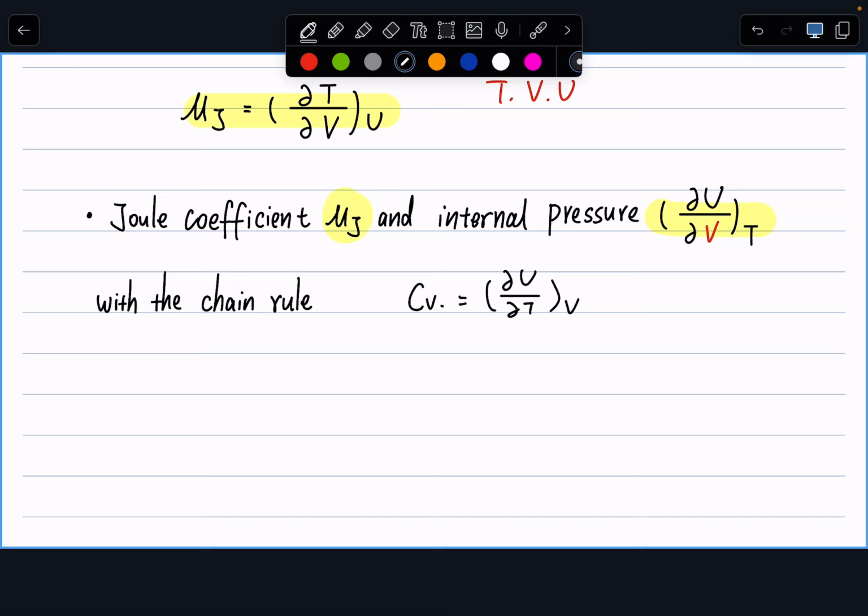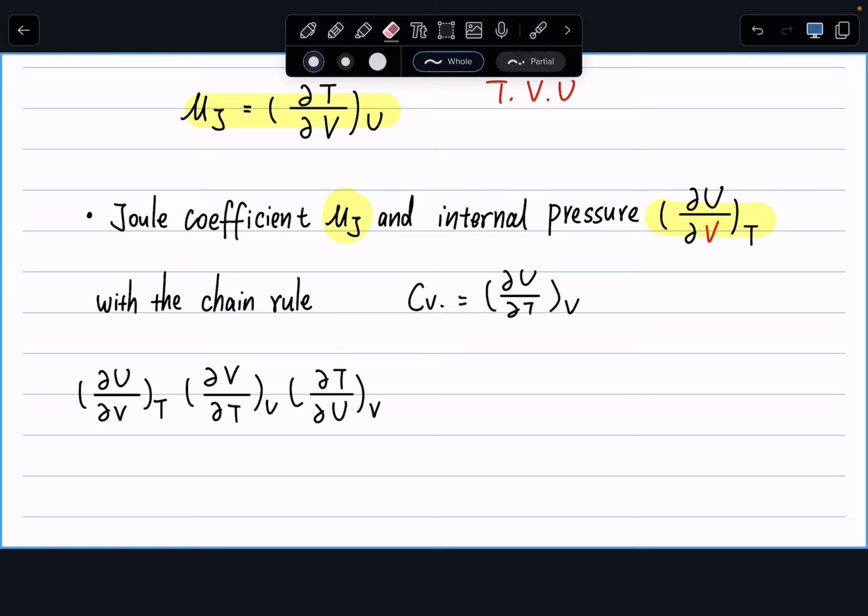And let's try it together, right? So we want an expression of the partial derivative of U over V at constant T. And we know that using the chain rule, we can write out dU over dV at constant T times dV over dT at constant U times dT over dU at constant V. Let me write it clearly so it's not ambiguous. And this chain rule gives us -1.